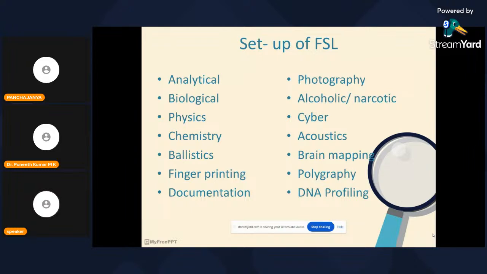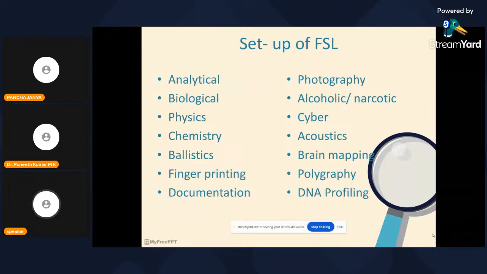Under alcoholic and narcotic sanction, the percentage of alcohol is estimated, and narcotics, any bhang, ganja, charas, etc., are identified, and their quantity present will be given. Cyber crime: nowadays the hacking of social media like Instagram, Facebook, or WhatsApp, and unwanted mails can be complained to the cyber forensic department, and that will be investigated under the cyber department.